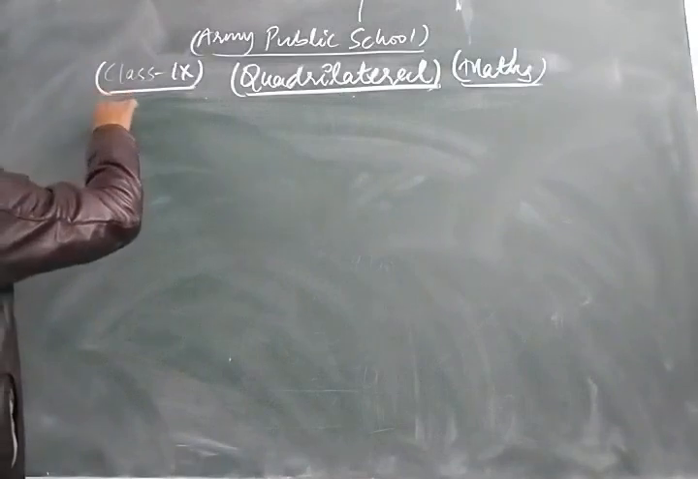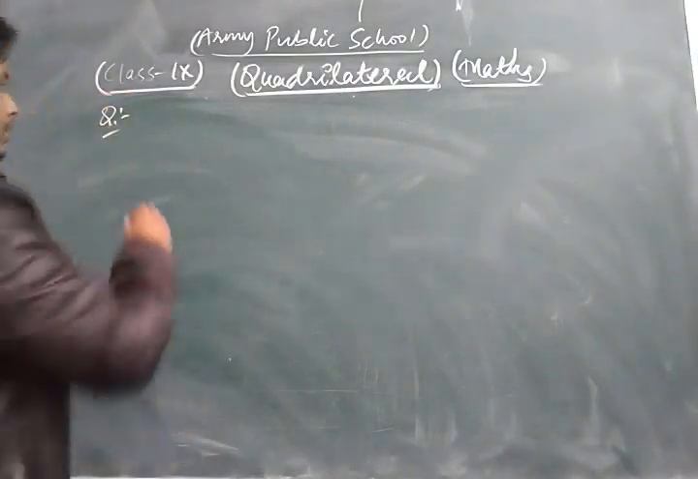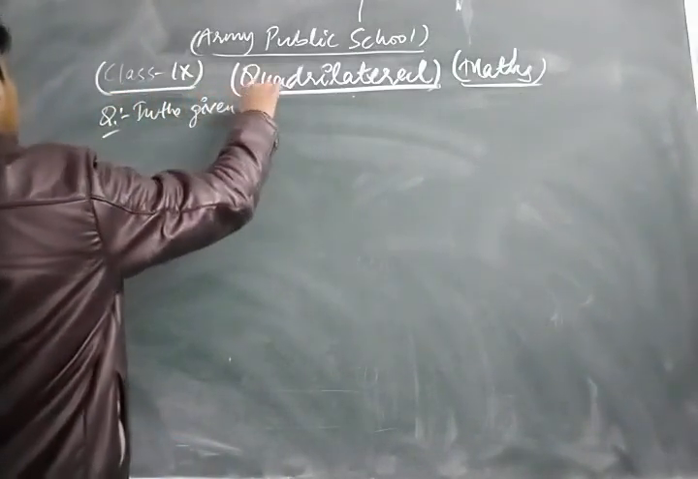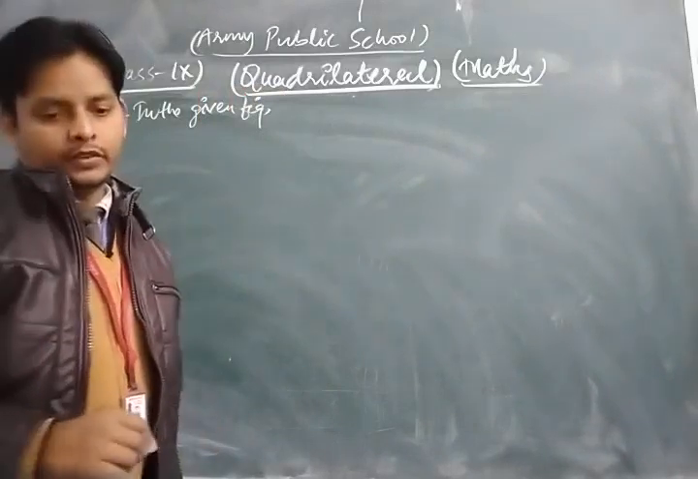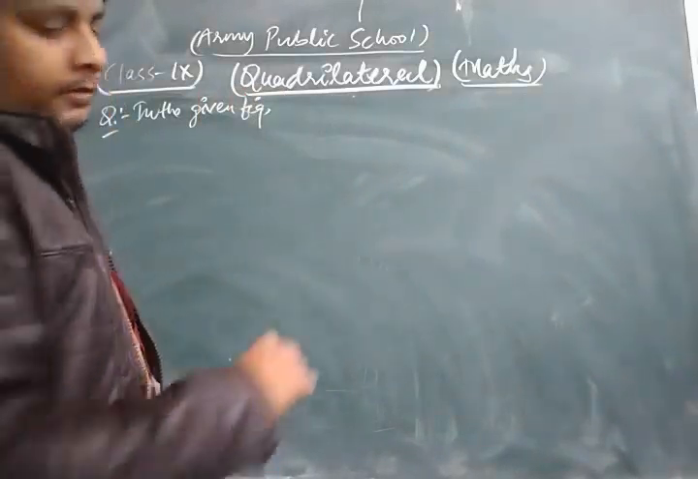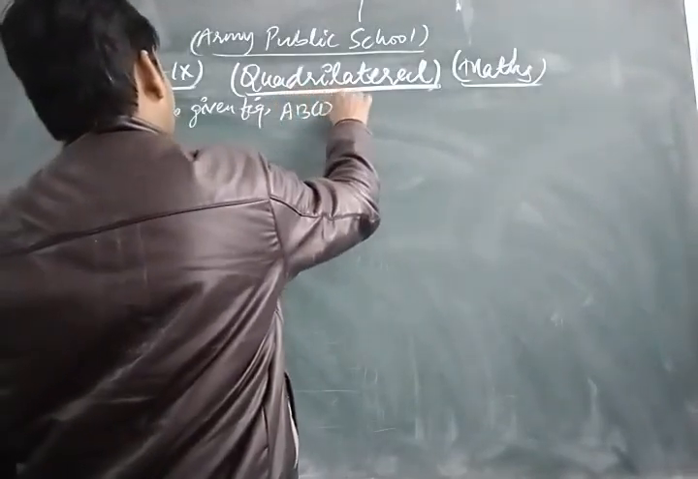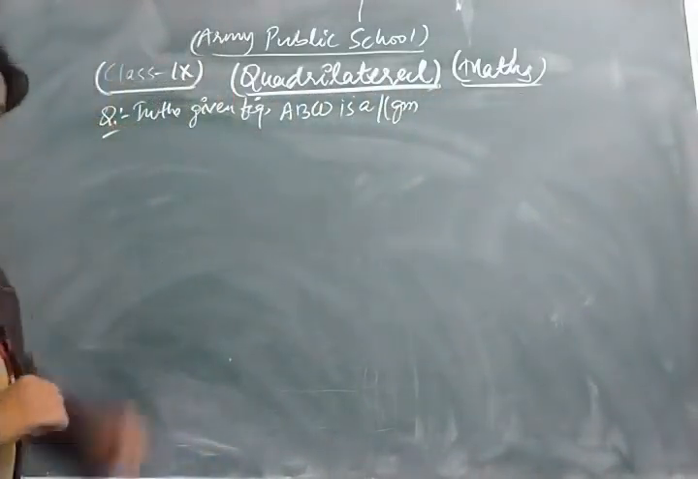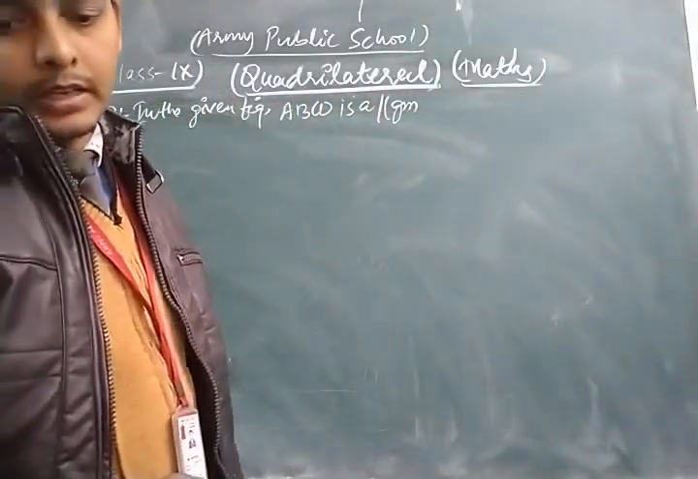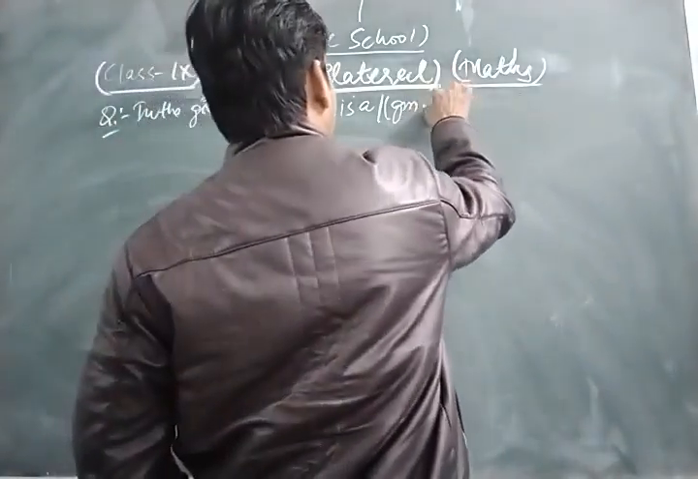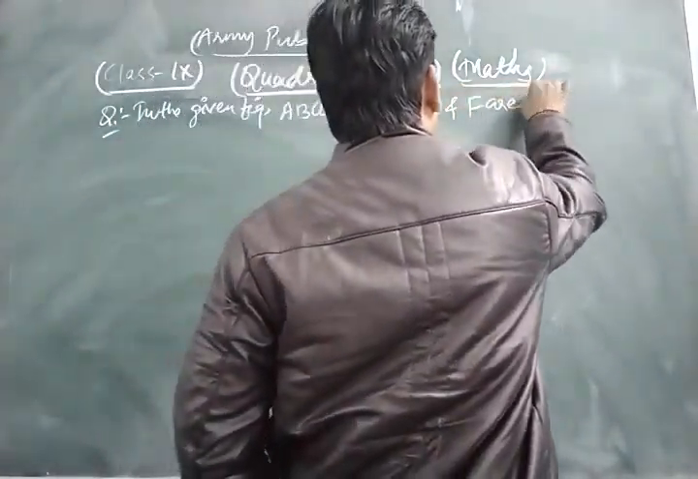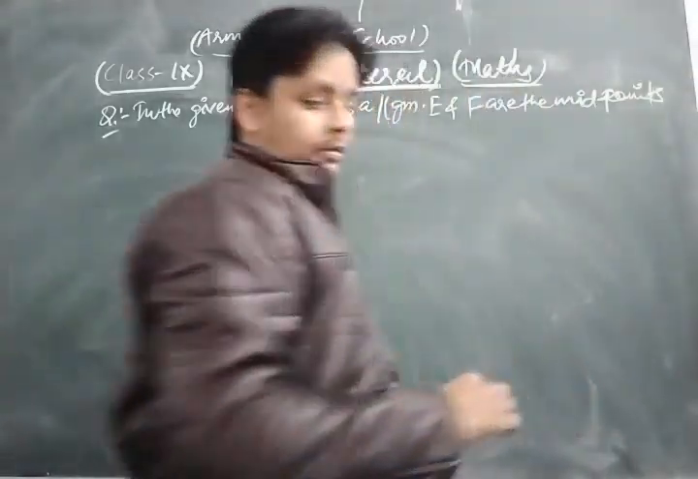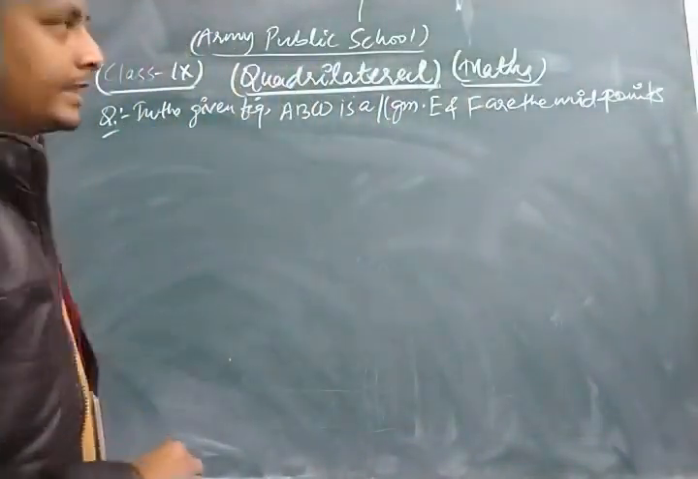Let's take a very important question. In the given figure, ABCD is a parallelogram. E and F are midpoints of the sides AB and CD respectively.